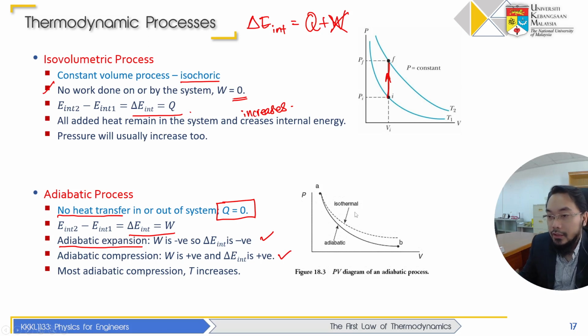Here it shows you the PV diagram of an adiabatic process. As you can see, the shape is similar to an isothermal process. The only difference is that it doesn't follow the pathway of an isotherm. It will change temperature as well.